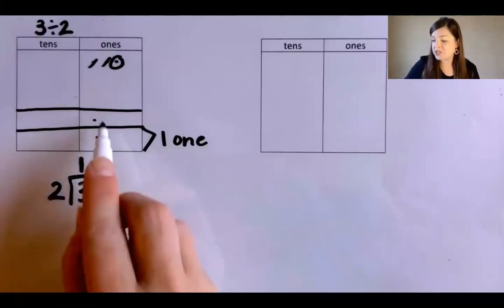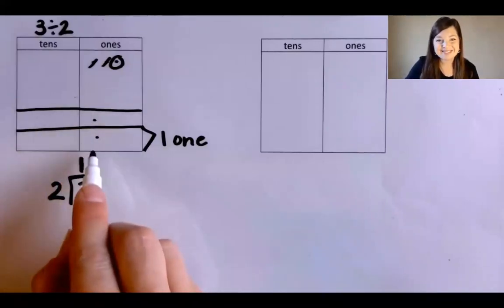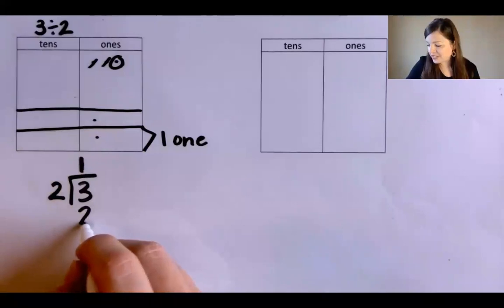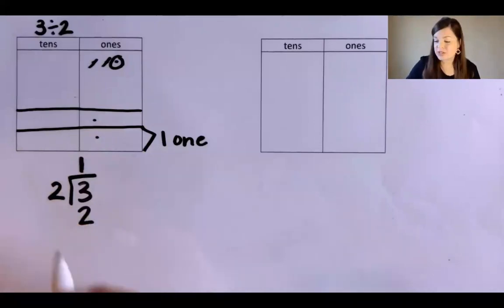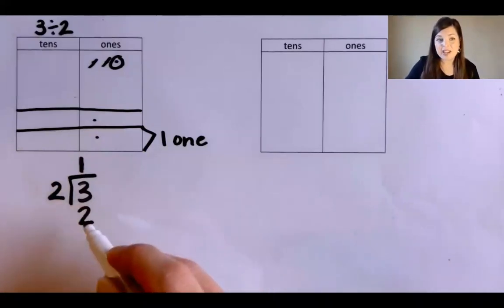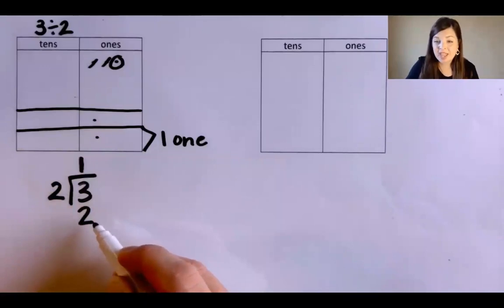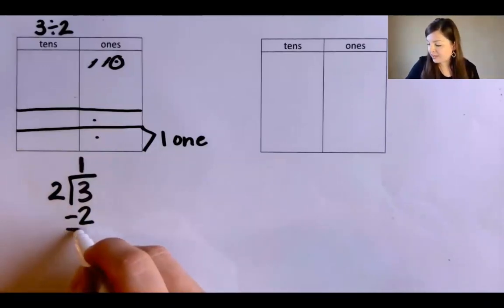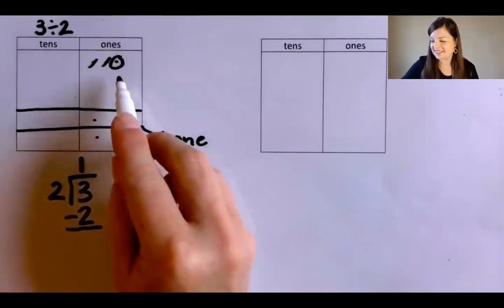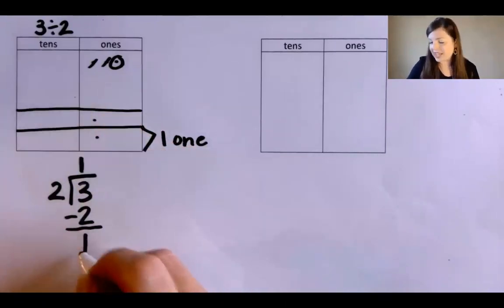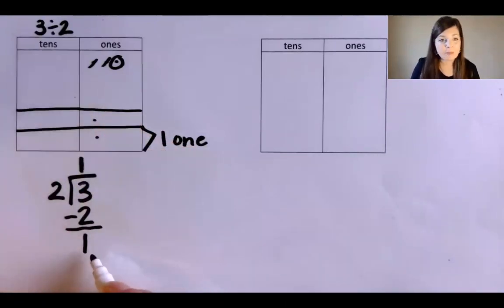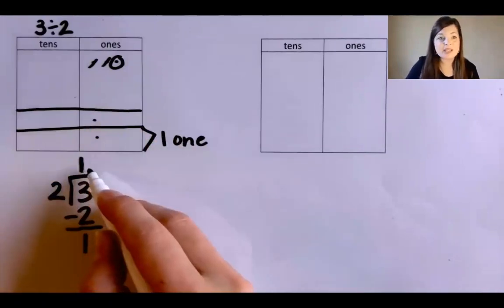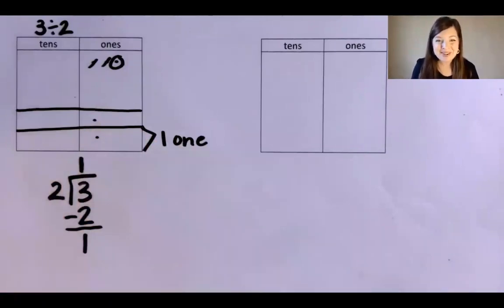How many ones did we share altogether? We shared 2 ones. So we had 3 ones to share, and we shared 2 of them. How many ones do we have left? We have 1 one left. So this one is our remainder, and this one is our quotient. Nice work.